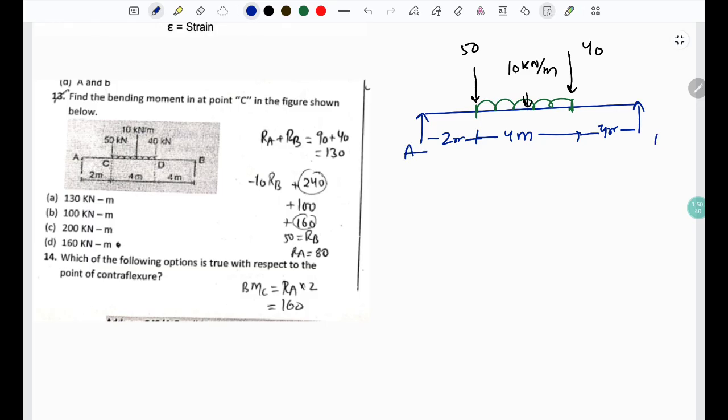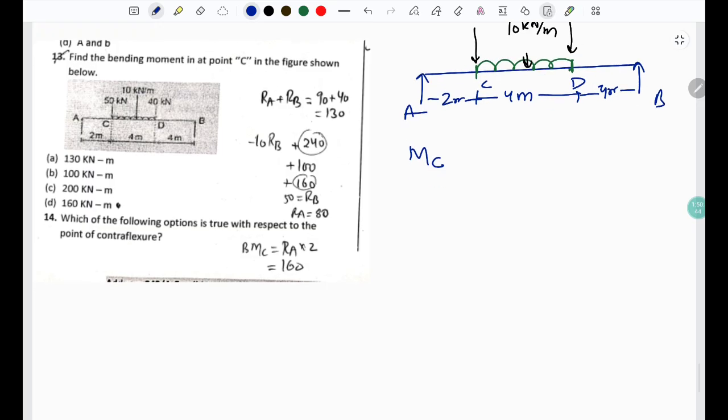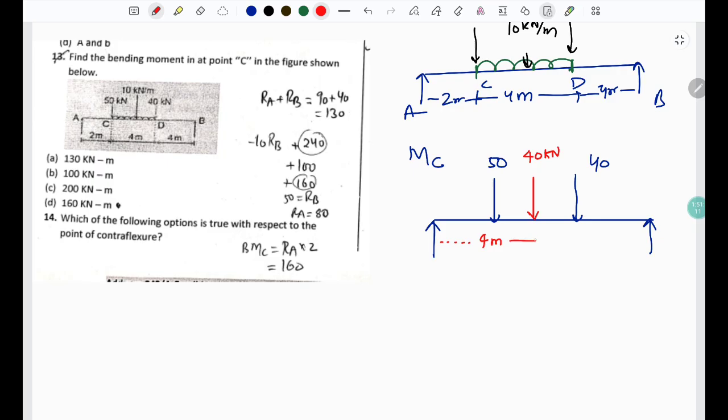What they have asked us is the moment at C. Let's first of all find out the reactions at A and B. This is your 50 kilonewton and this is your 40 kilonewton, and the UDL can be changed into a point load with a magnitude of 10 times 4, that is 40 kilonewton, which acts at a distance of 4 meters.